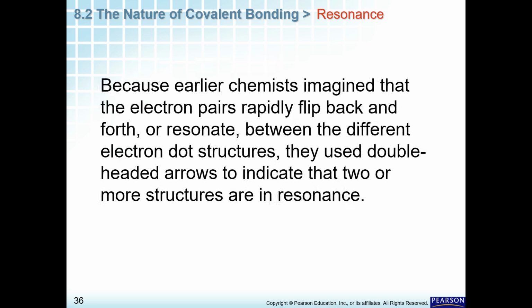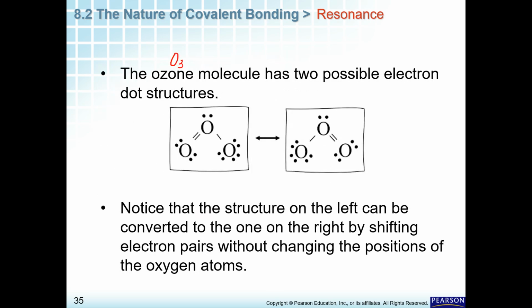Now, because early chemists imagined that electron pairs flipped back and forth, or we use that word resonate, between those different electron dot structures, and I'll flip back to the last slide, they use a double-headed arrow to indicate if two or more structures are in resonance. So you're going to notice right here, they put a double-sided arrow to show that both of these structures are possible.